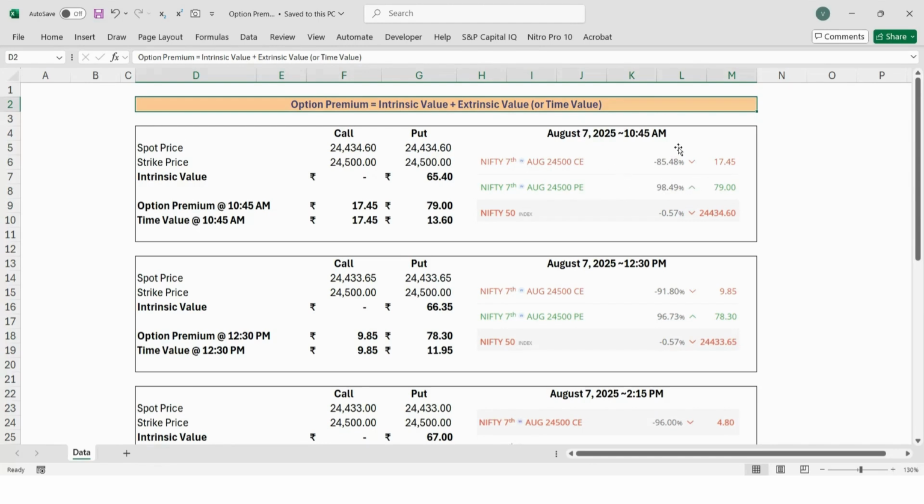Now, this is data for August 7, 2025, recorded as of 10:45 a.m. If you look, Nifty 50 index was trading at 24,434.60, and a put and a call option of 24,500 strike price was trading at 79 rupees and 17.45 rupees respectively. Now, I plug these numbers under the call and put columns, with the spot being the Nifty value and the same strike for both the options, 24,500.